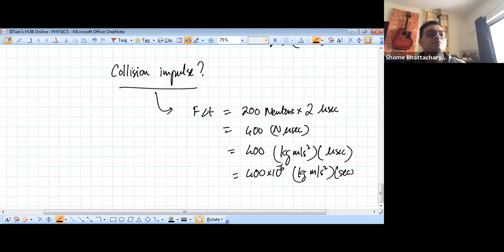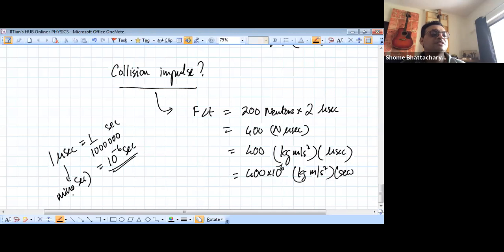I have converted this microsecond because 1 microsecond is 1 upon 1 million seconds or 10 raised power minus 6 seconds. So that is the definition of microsecond. I'm just giving you a typical example. In an actual collision between two carom coins, something like this will happen. The actual time for which the two coins are in contact will be very, very short. It will be of the order of microseconds.